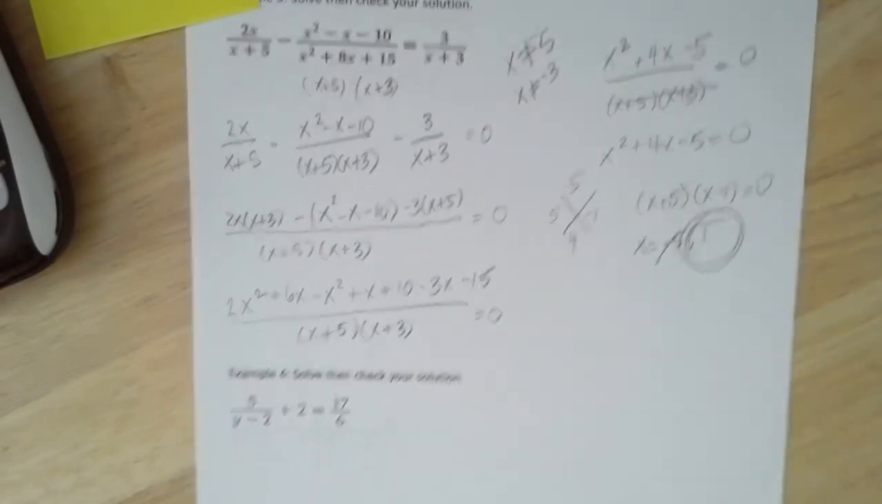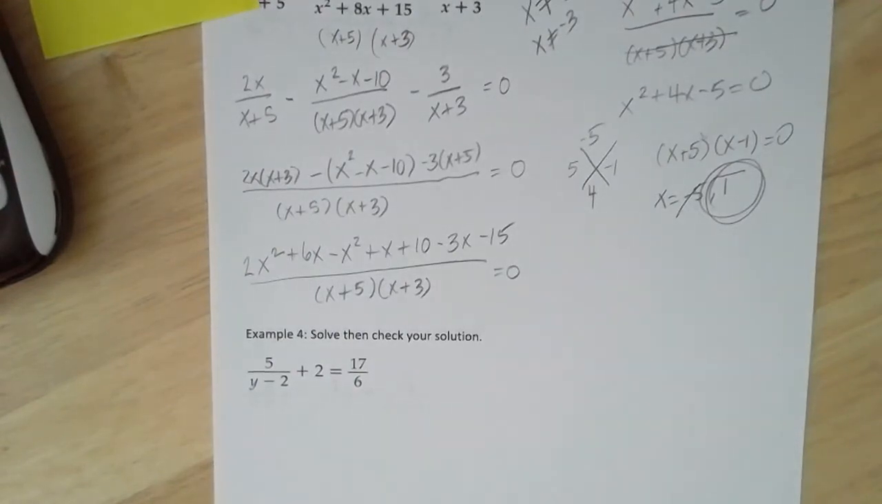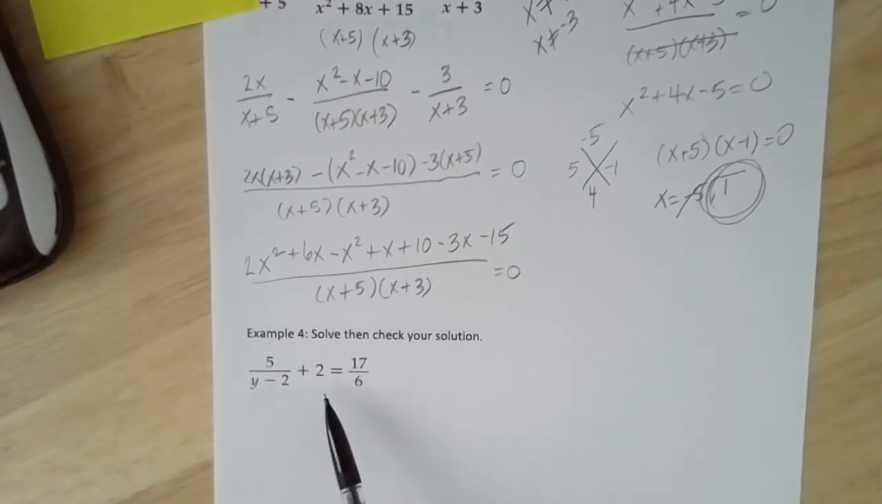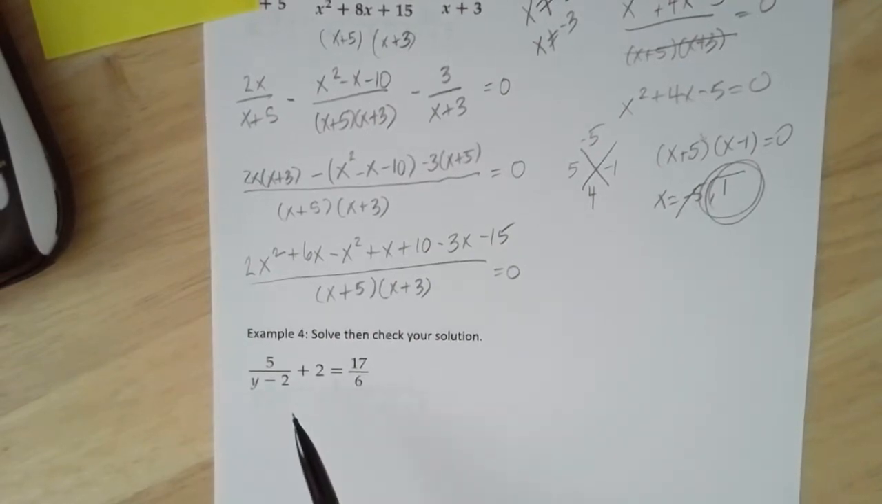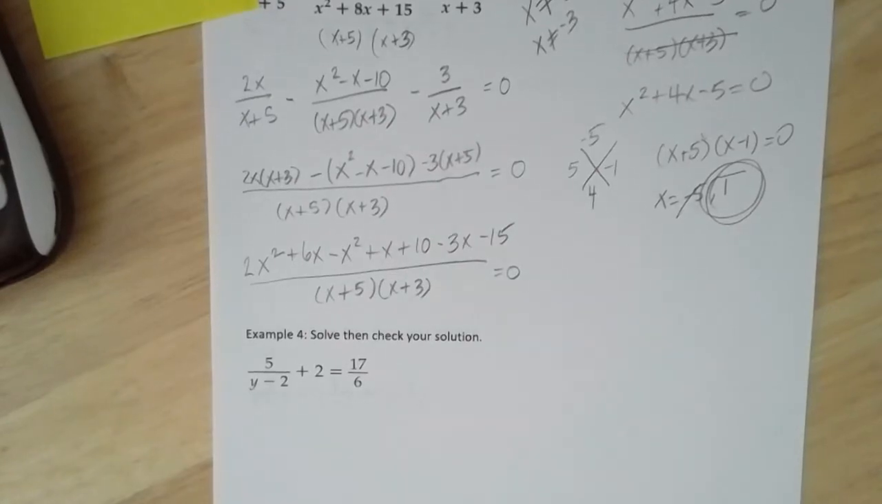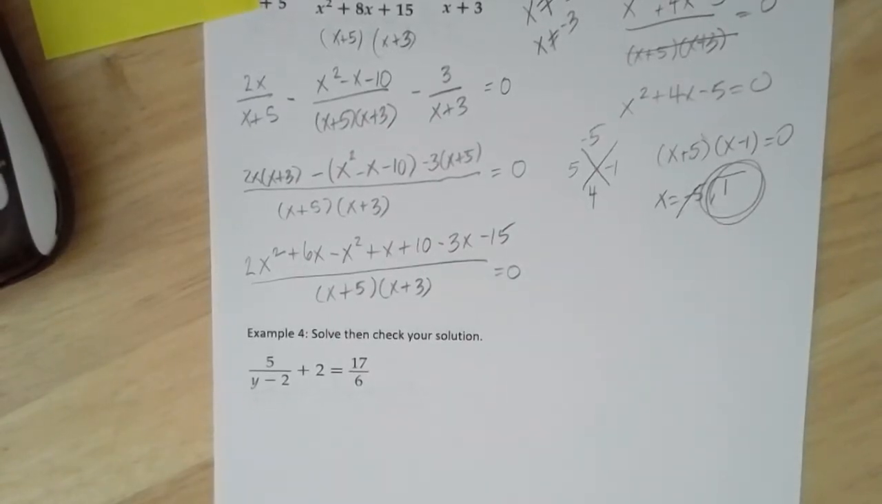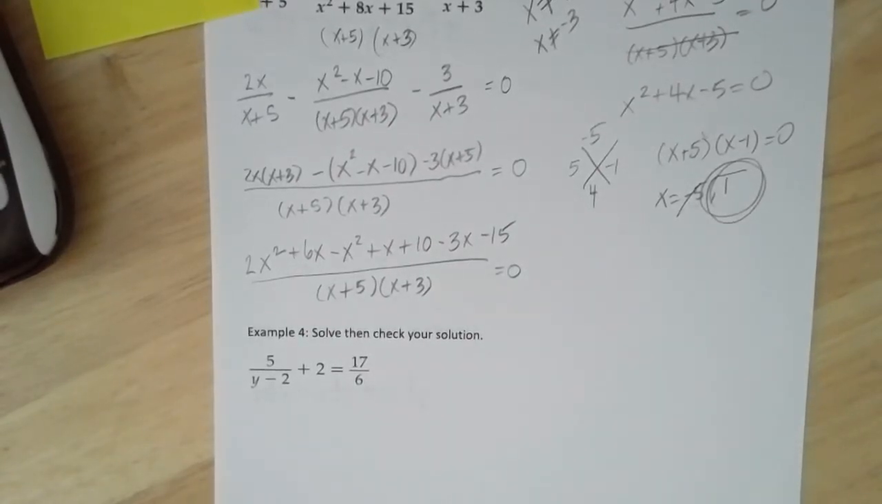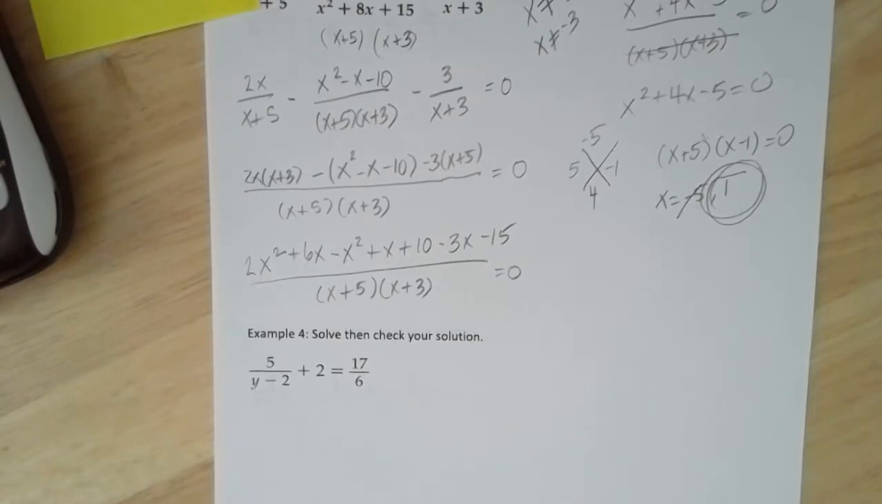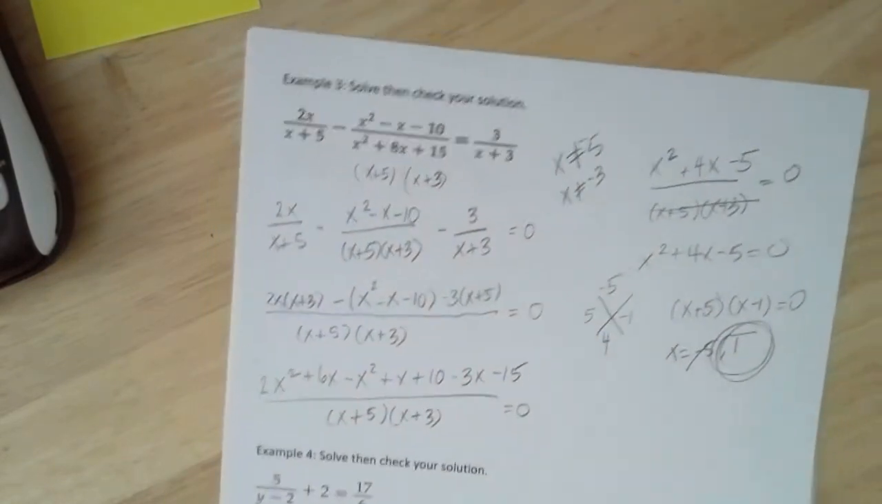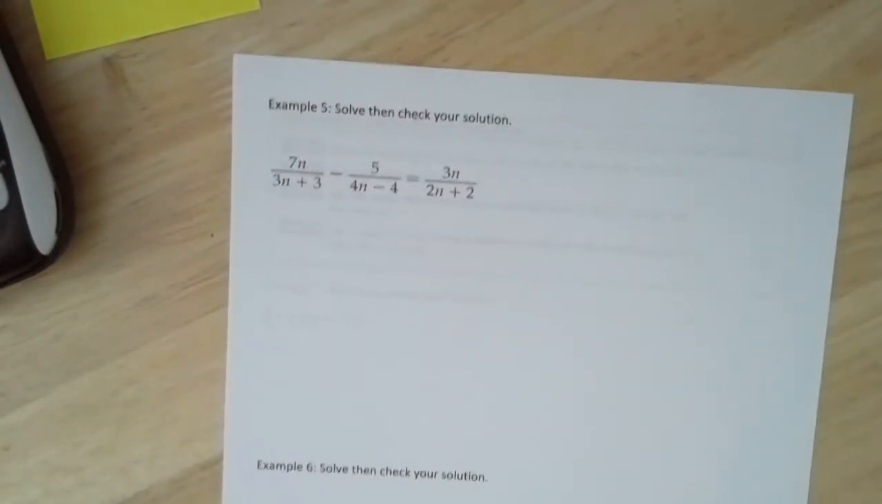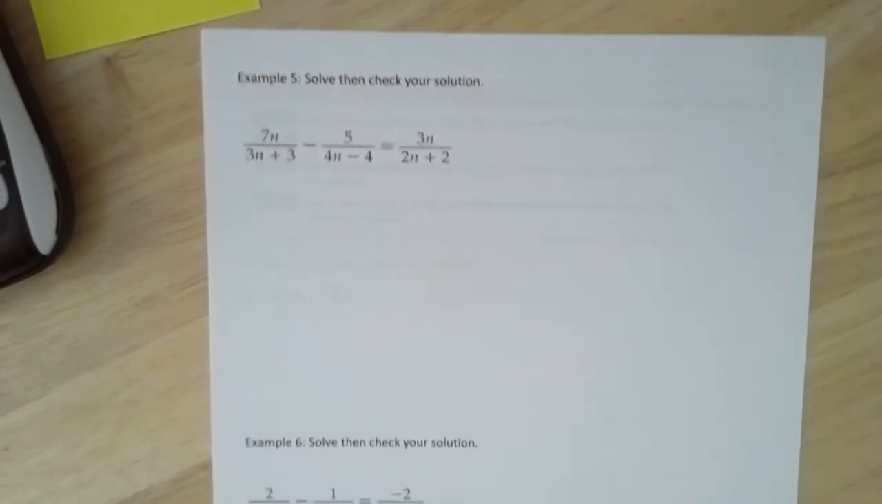All right, I would like you guys to try example 4 on your own. Big important thing about number 4 is you have this 2. Remember, it's 2 over 1. You can make it a fraction. Doesn't matter which way you want it to be, but it can be a fraction. So don't get afraid because it's a constant. All right, let's look at example 5. This is the next one.